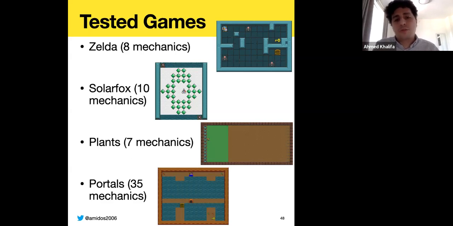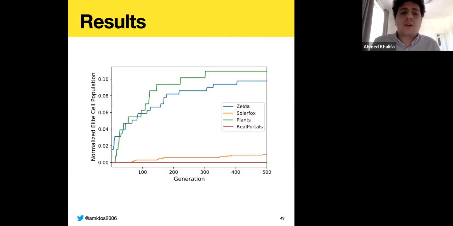And the most important thing you notice is Portals has the highest number of mechanics, followed by Solar Fox, then Zelda and Plants. So when we ran our algorithm, we found that Zelda and Plants were only able to get around 10% coverage, which is kind of okay. It's not the best we can find, but maybe some of these mechanics can't happen and also win. For example, one of the extracted mechanics is the player dies. You can't win a level and die at the same time. It contradicts.